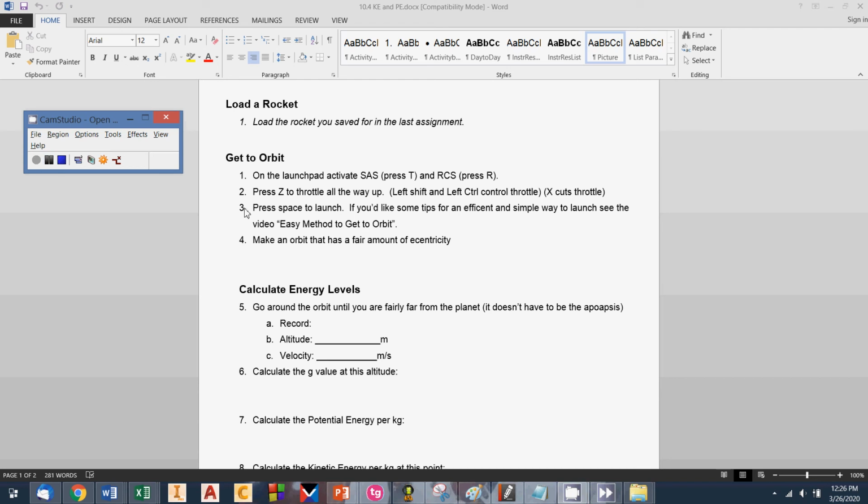All right, so let's look at 10.4. For expedience's sake, I've already created a rocket. I've already got the rocket to orbit, and we're now ready to calculate energy levels. So let's go ahead and see where our rocket is at.